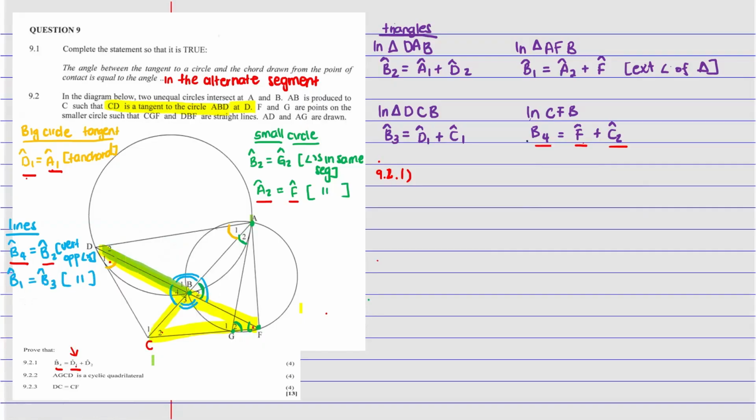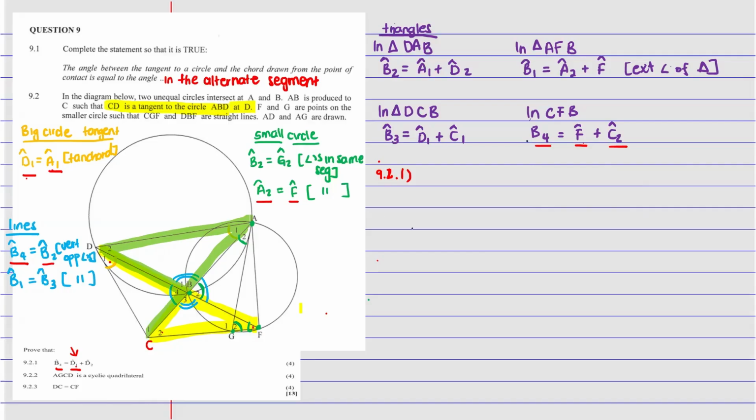We wanted to relate B4 with D2, right? We needed D2 inside B4. And how we could do that is this: if we use this as the exterior angle of a triangle, then B4 is also equal to A1 plus A2. Does that make sense? Is everyone okay with that?